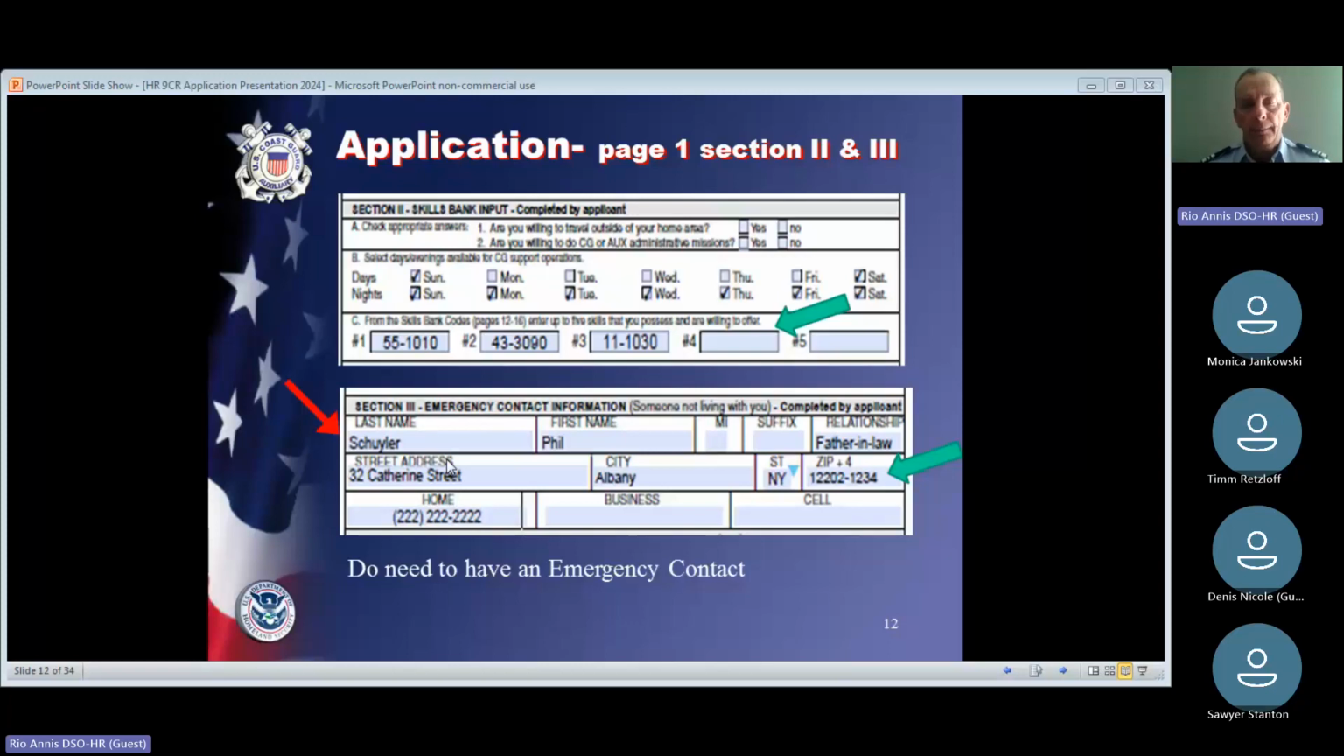Emergency contact. I know it says someone not living with you, but I have seen spouses completed here, and it goes through without any issue. But the main point is there has to be someone written in this box. It cannot be blank. I have had one that was not accepted by DIROCS because of that. So we had to get the information forwarded on, and they were able to still process the applicant.